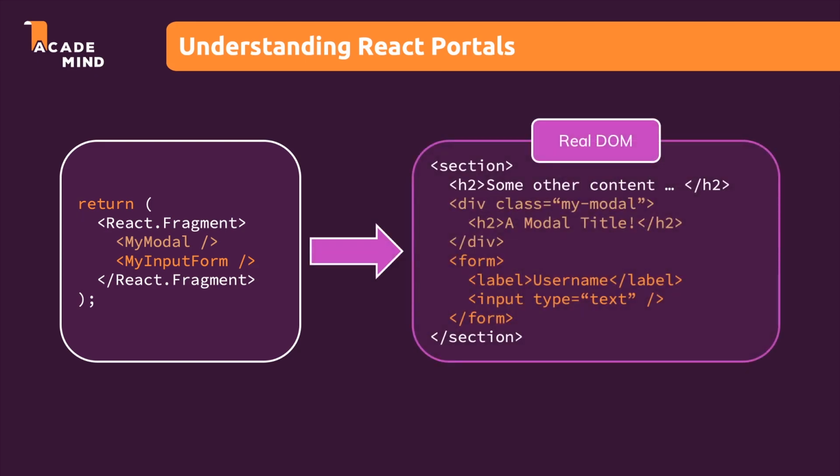We might have a section and a h2 tag coming from some other components, because the code on the left is just one of many components in our application, let's say. And then we have that brown content, which is actually the modal, which is being rendered to the DOM in the end by React. And the orange part is our form.